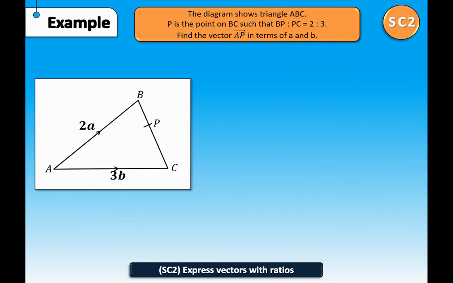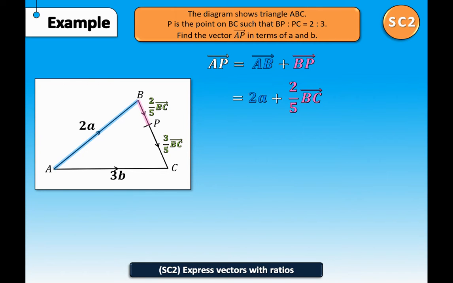Here's another question. So P is the point on BC so that it's in the ratio 2 to 3. That means B to P is 2/5 of B to C, and P to C is 3/5 of B to C. So if we need to go from A to P, we can go from A to B, and then from B to P. So that's 2A plus 2/5 of B to C.